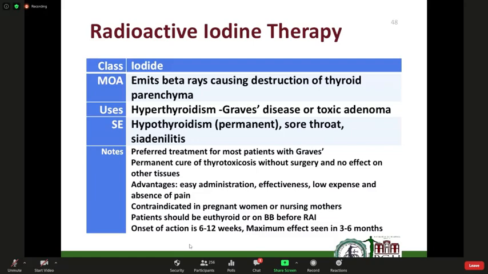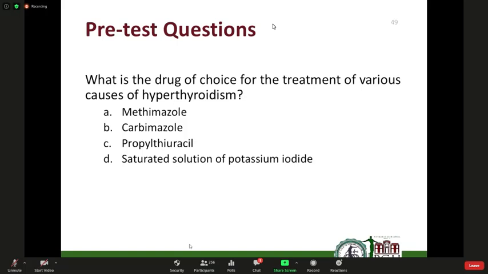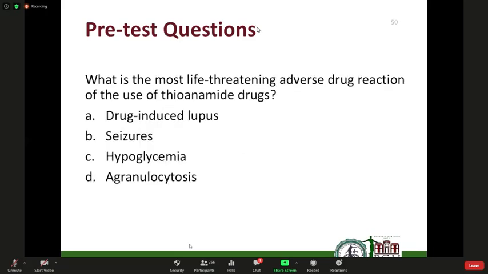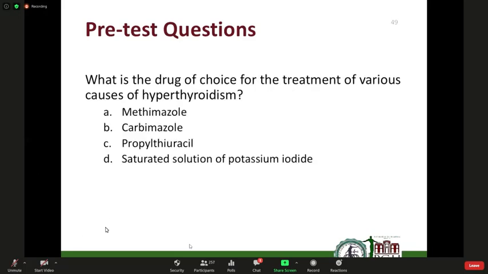Okay. Questions before we take some polling to test, we'll do some polling first, and then we'll take questions. So what is the drug of choice for the treatment of most of the causes of hyperthyroidism? Thiamazole, carbimazole, sorry, jump. PTU or saturated solution of potassium iodide. Okay, very good.